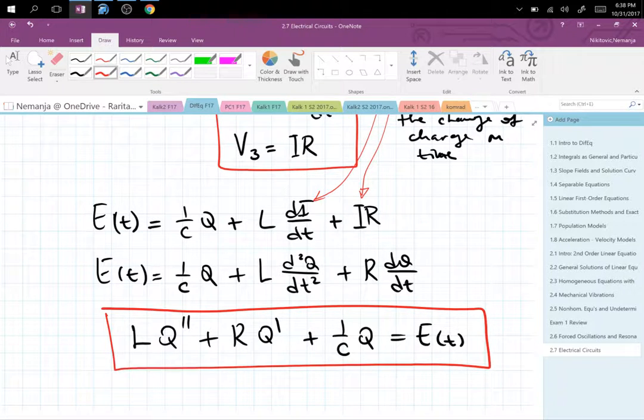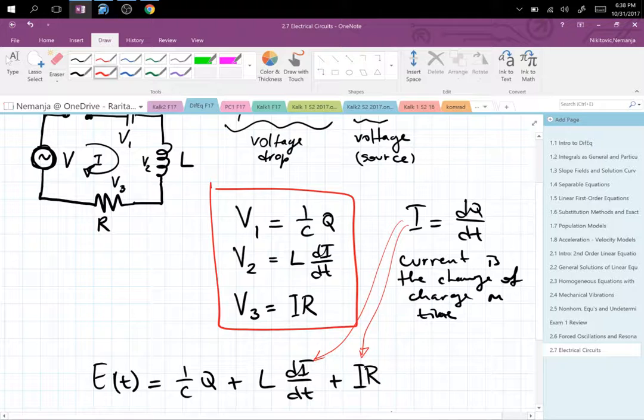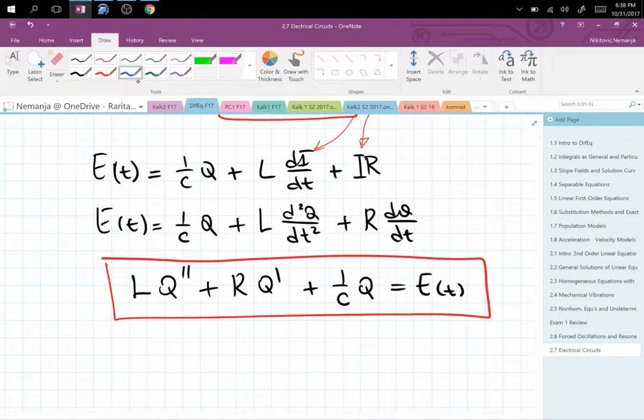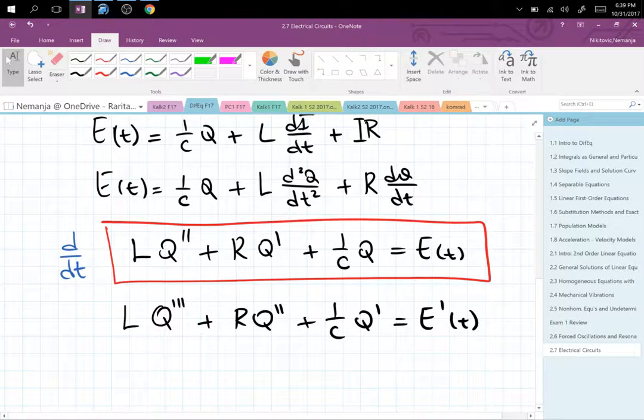Now, there is a better form of this equation that is in terms of current for alternating sources, because we know that the change in Q is I. If I differentiate this one more time with respect to t and do the substitution, this is what we get.